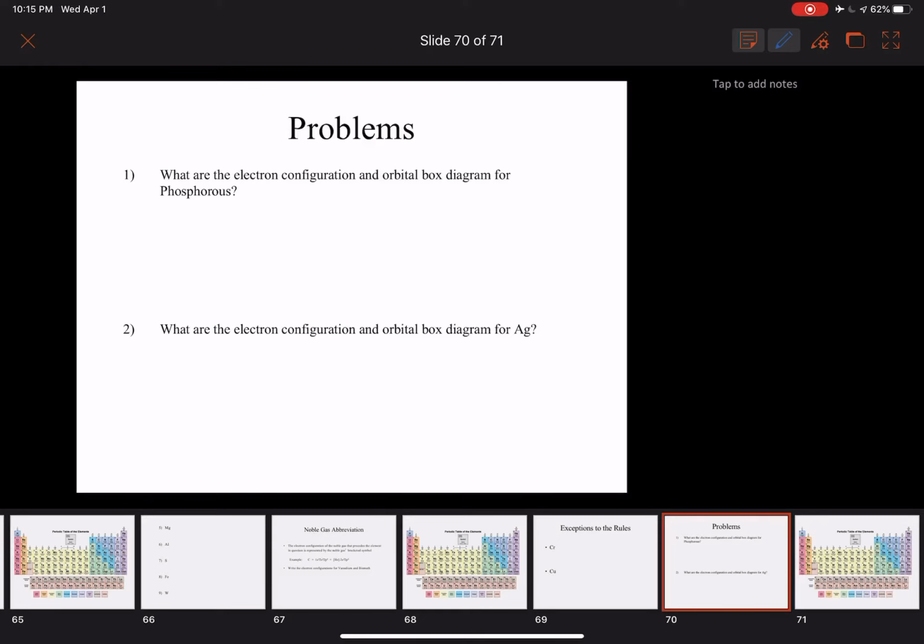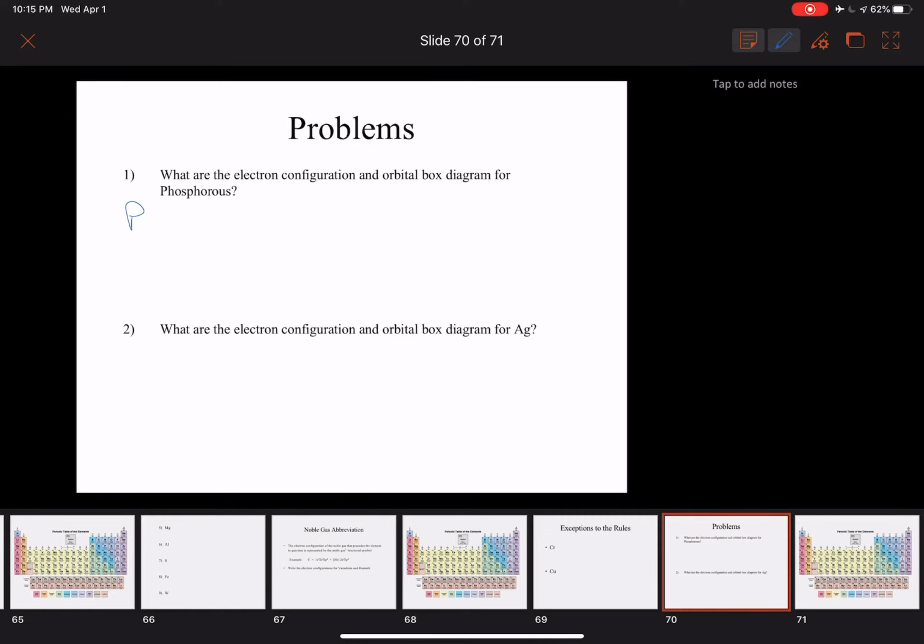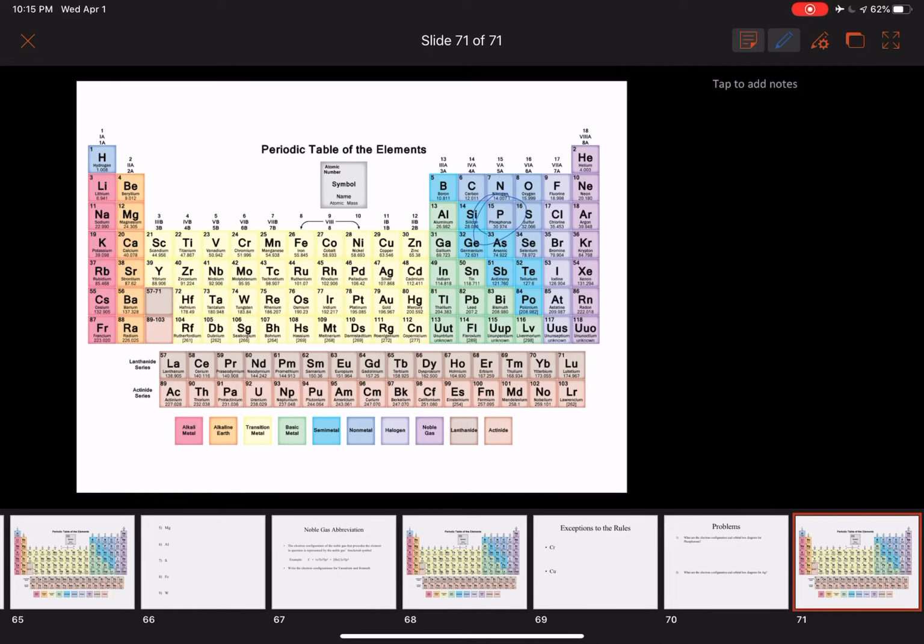So phosphorus is P, and if we look on this periodic table, we will see that phosphorus is atomic number 15, so we've got 15 protons and 15 electrons. So we've got 15 electrons to place. And if we look at the periodic table, we can see that we've got 1s2, 2s2, 2p6, 3s2, 3p3.